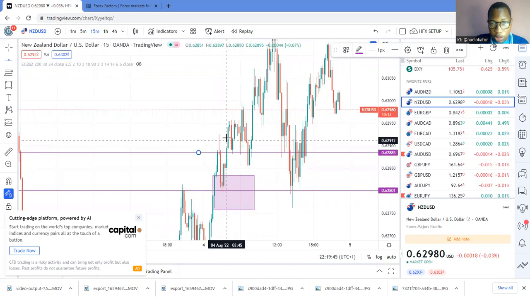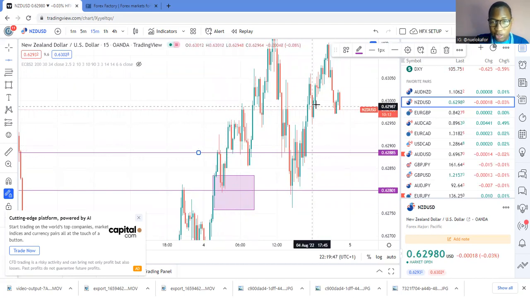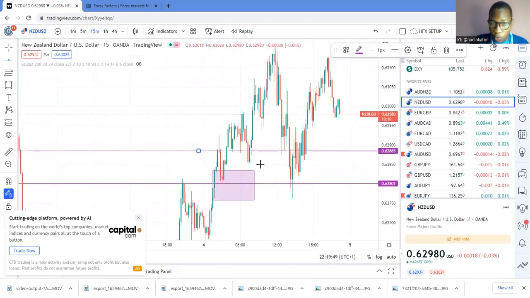It's broken this, a bit of a distance. This one is kind of in between. It's not too far, it's not too close. But if you want to check it, you can take it. It came, broke, retested, and what did it do? It shot back up. Okay.